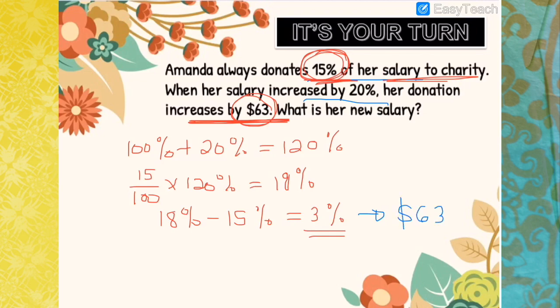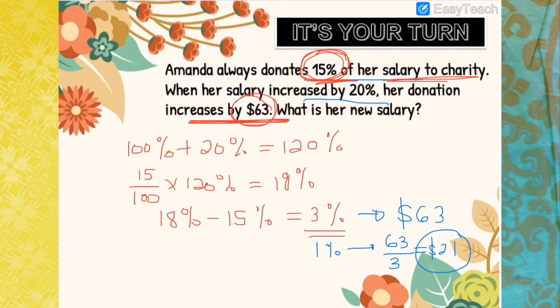$63. To find 1% of this, we need 1%. The reason being is that so that we would know what is 100% of her salary. So 1% of the 63 will be 63 divided by 3, which is $21. So this one is 1%.